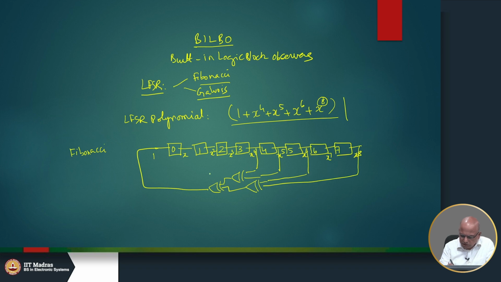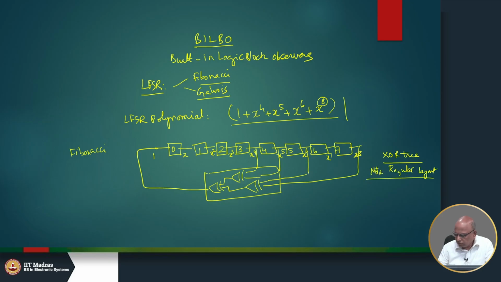I believe yesterday we illustrated this using the Excel sheet, right. The problem with this one is you need an XOR tree, and also it is not a regular layout. In comparison, the Galois polynomial is much better.